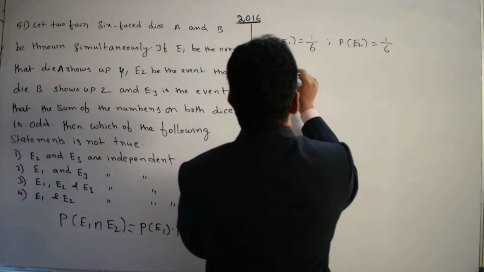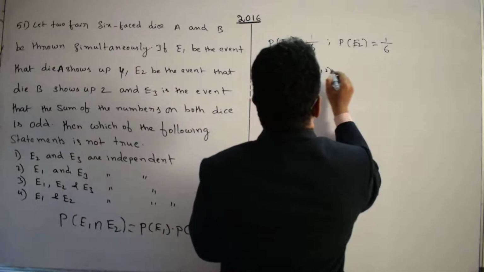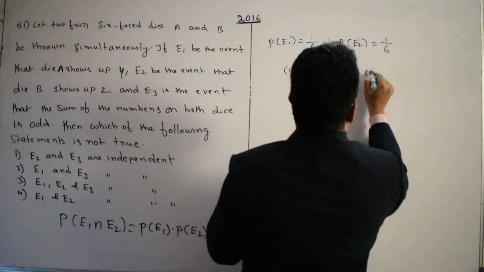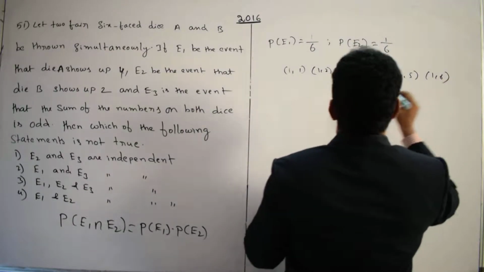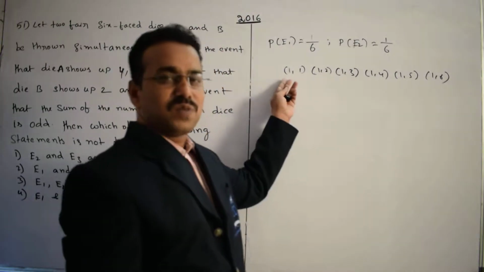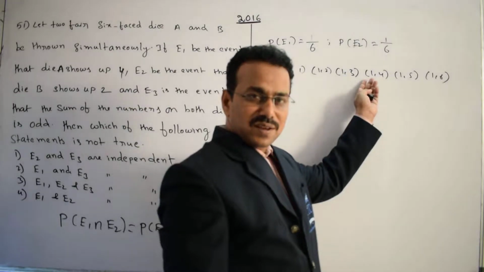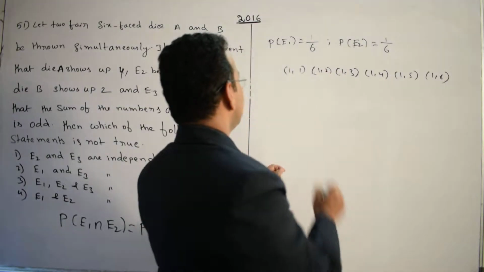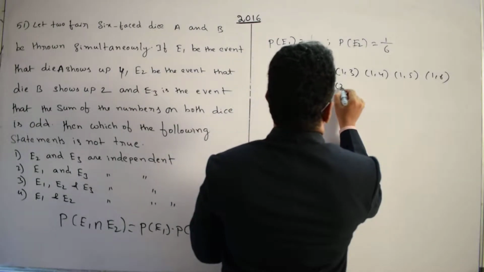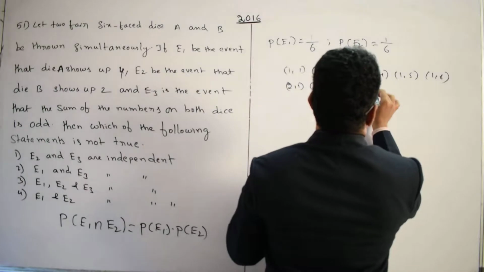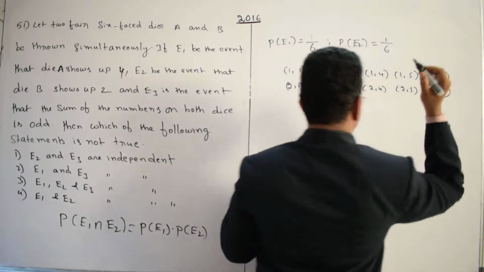So first possible outcome is 1 1, next 1 2, next 1 3, similarly 1 4, 1 5, next 1 6. 1 comma 1 means die A shows 1 on the upper face, similarly die B shows 1. 1 comma 4 means die A shows 1, die B shows 4. Likewise, possibilities 2 comma 1, next 2 comma 2, 2 comma 3, 2 comma 4, 2 comma 5, next 2 comma 6.